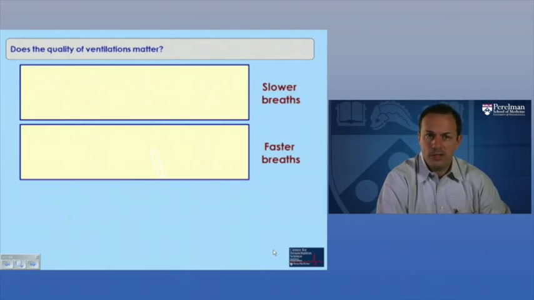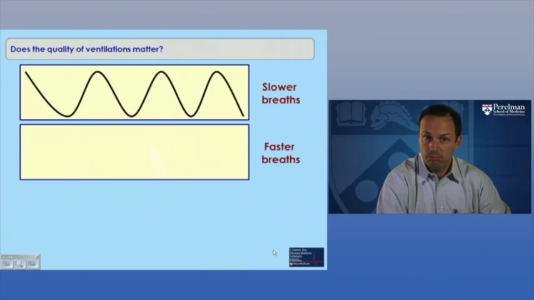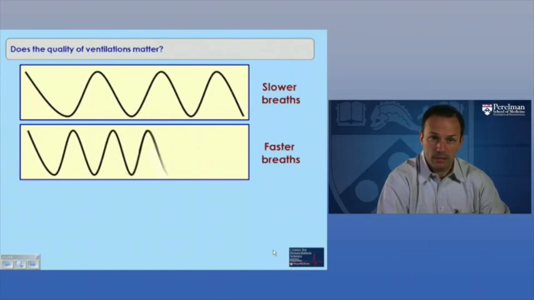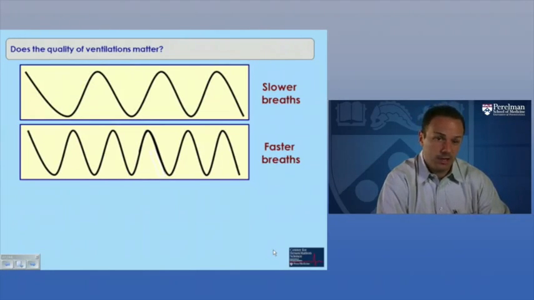We've talked a lot about compressions. And I showed you in a video some short time ago what breaths look like. Well, you could imagine you could do breaths slowly, or you could do breaths more quickly. So these are two examples of tracings of mouth-to-mouth breaths, or bag valve mask breaths, if you're healthcare providers. Does it matter?